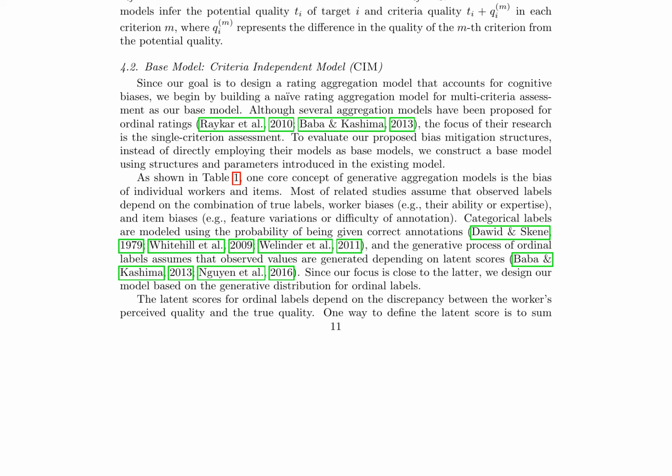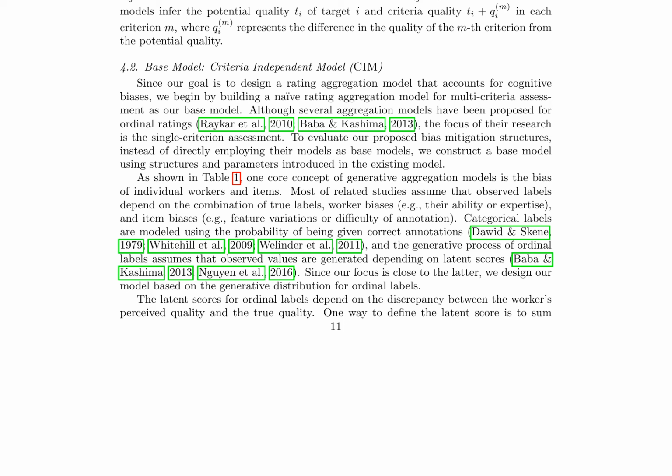They introduce a basic aggregation model for multi-criteria assessment, which is a naive extension of the single criterion model. This criteria-independent model, CIM, serves as the base model for their proposed bias mitigation structures. The CIM is based on generative aggregation models, which assume that observed labels depend on the combination of true labels, worker biases, and item biases.